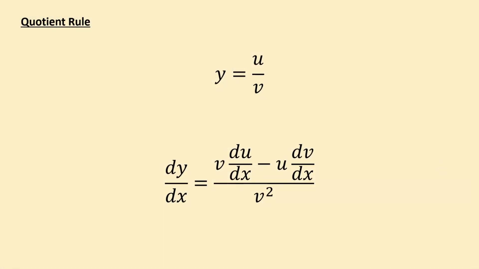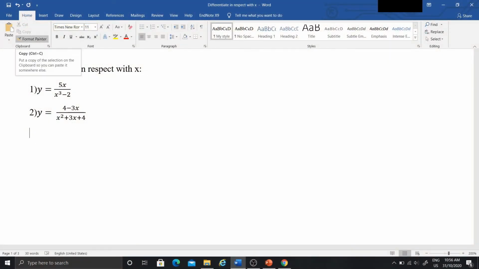The next rule, last but not least, is the quotient rule. In the quotient rule, we have u and v, which are functions of x, as a fraction. We have u on the top and v at the bottom, the numerator and the denominator. To get the differential dy dx, you have to use this formula. By using the same concept of the product rule, in which we had to find what is v, what is du dx, what is u, and what is dv dx, we can solve the quotient rule. Here are a few examples. In the first question, we have 5x over x cubed minus 2.